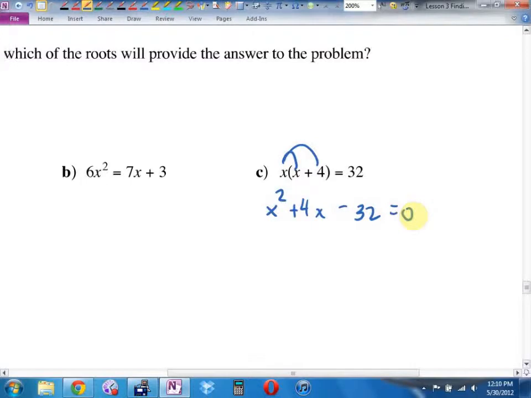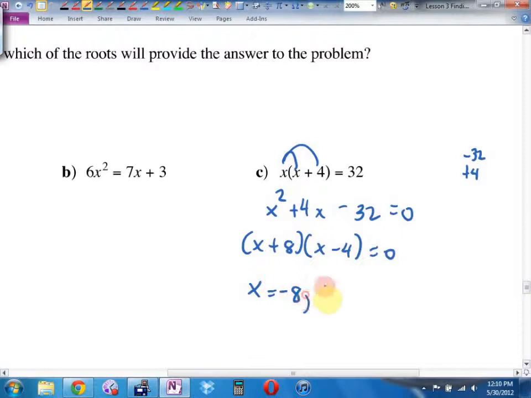Now, factor. GCF? No. 3 terms? But these are the nice 3-term ones. I'm looking for two numbers that multiply to negative 32 and add to positive 4. 8 and 4. Positive 8. Kayla, the factors are positive 8 and negative 4. But Kayla, what are the roots? Negative 8, positive 4.